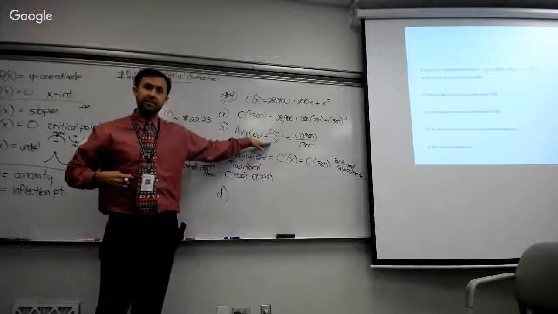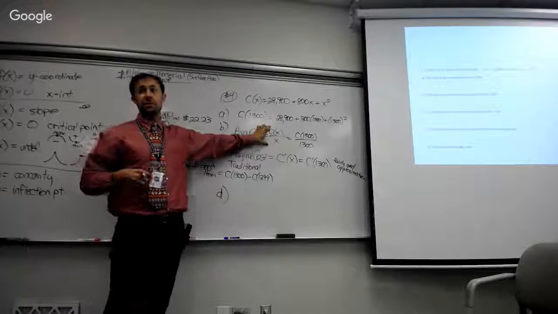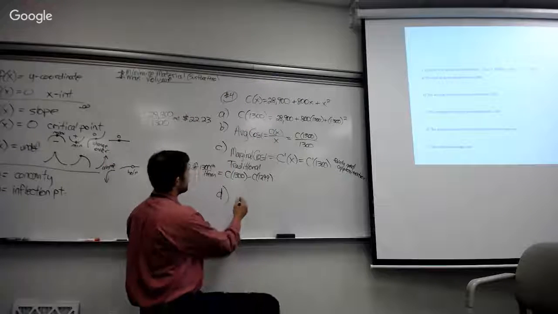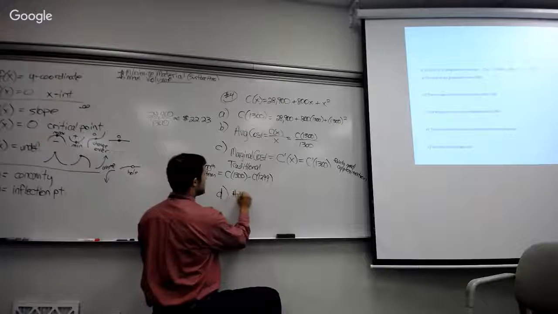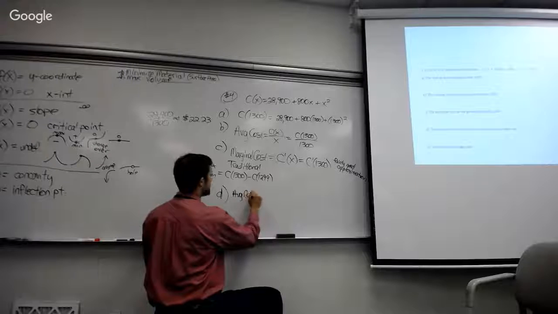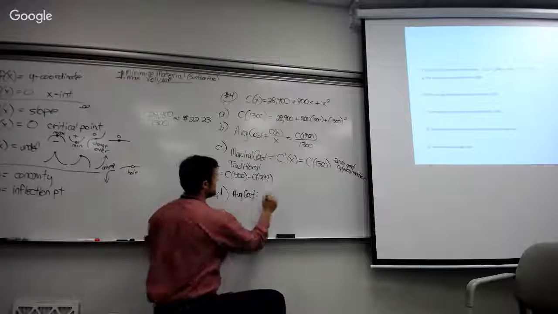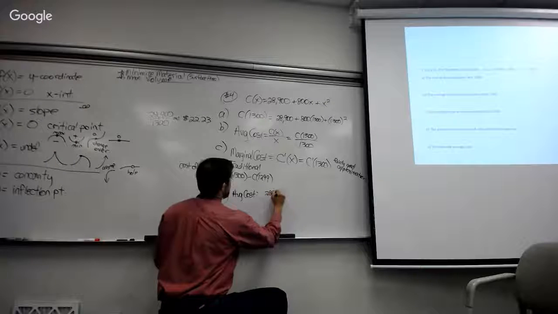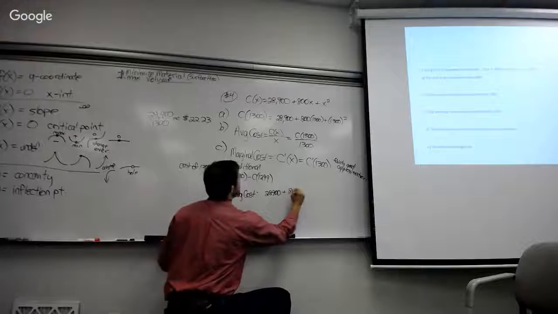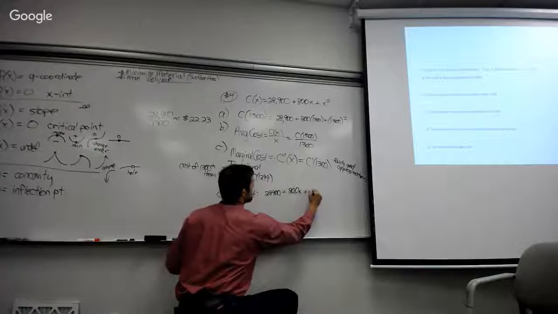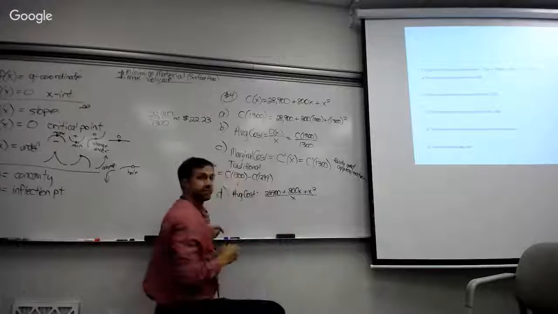Well, first of all, this is the average cost, right? So let's go ahead and write down what the average cost formula is. What's the formula for average cost? You take the whole thing and divide it by x, right? So that would be 28,900 plus 800x plus x squared all over x.